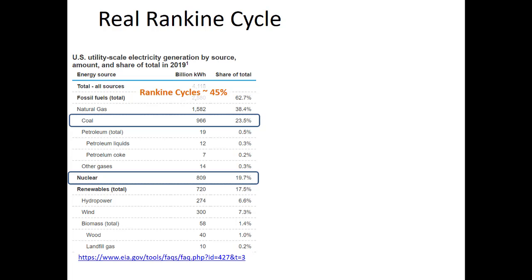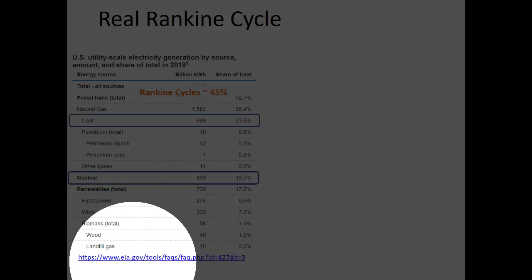So together, just looking at coal and nuclear, which are the two big types of Rankine cycles that you'd see here in the US, that accounts for about 45% of the power generation that we have, according to this website here, EIA.gov.